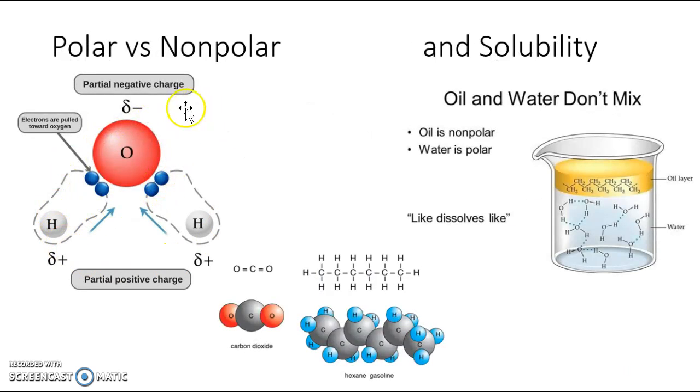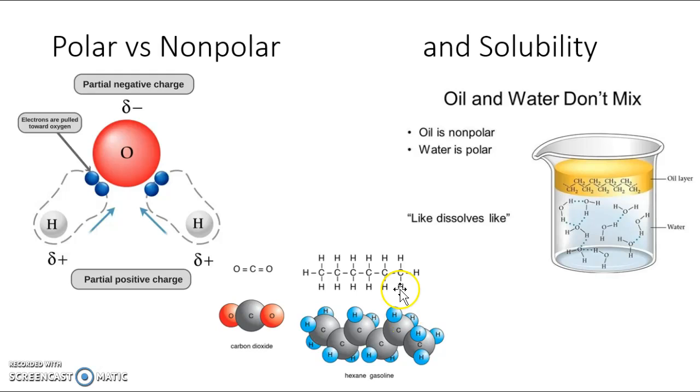So this makes water relatively negative on the oxygen side, relatively positive on the hydrogen side of it, and that's what we call polar. Now those positive ends will be attracted to the negative ends of other molecules. That attraction of the relatively positive side of one molecule to the relatively negative side of another molecule is called a hydrogen bond.